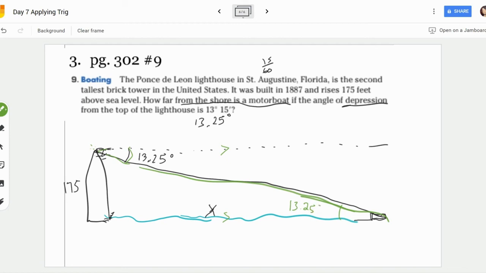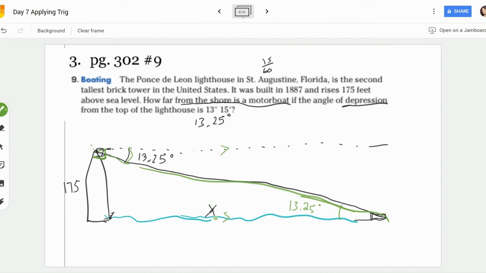There's another way to think about this, if you intuitively went in that direction. This is vertical, because otherwise it would be leaning and would fall over. So this is a vertical structure, and this was the horizontal used to create your angle of depression. Vertical and horizontal means that this is a right angle as well. If you know a portion of it is 13.25, you could subtract it from 90 and get this angle. But I'm going to use the alternate interior angle and say that this angle is the same as this one down here.